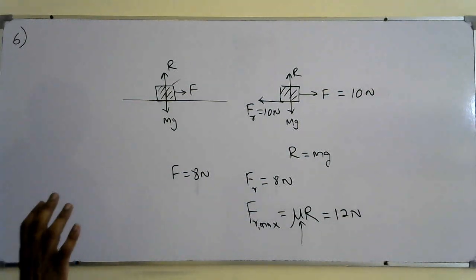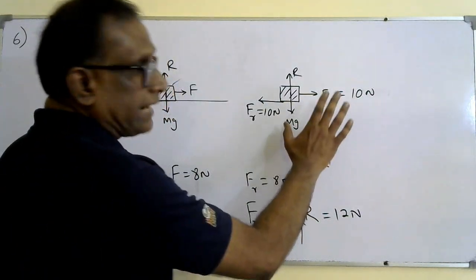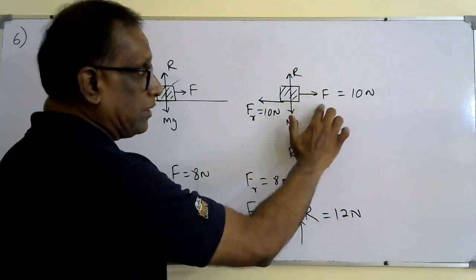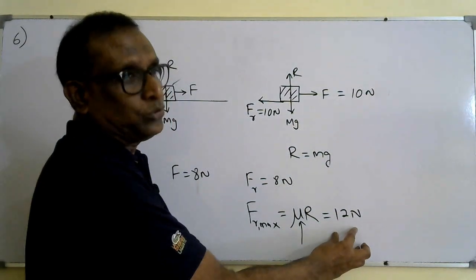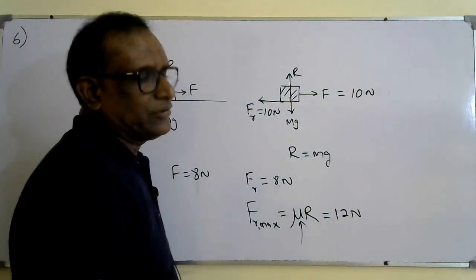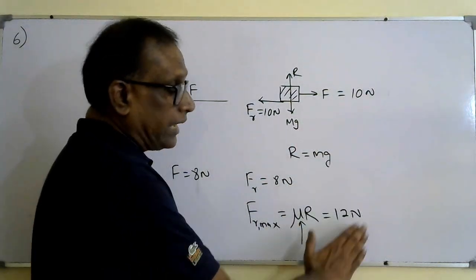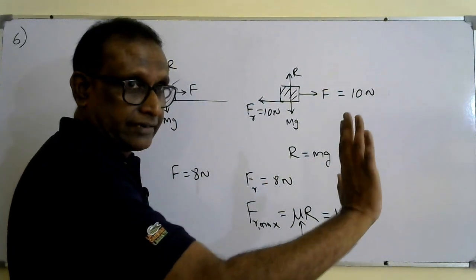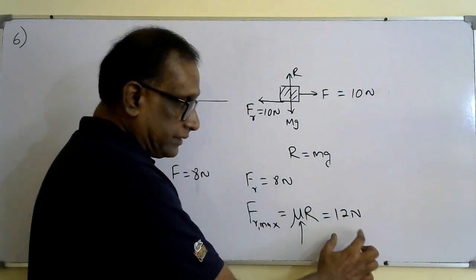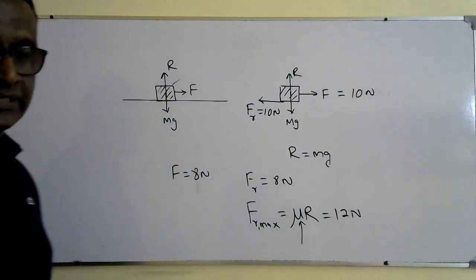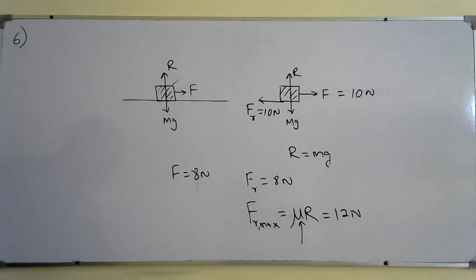So normally, if the object wants to remain at rest, what is the maximum force that you can apply? Maximum force we can say 12, not 11.999, we can say 12. You can't apply more than 12 if you want to keep the object at rest. So the force that you apply must be smaller than the limiting friction. I hope you understood the theory. Now we'll go to the question.